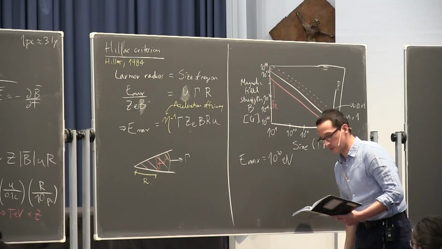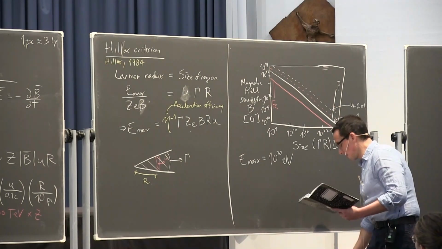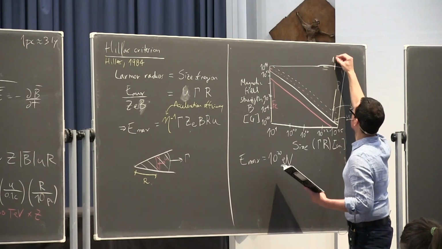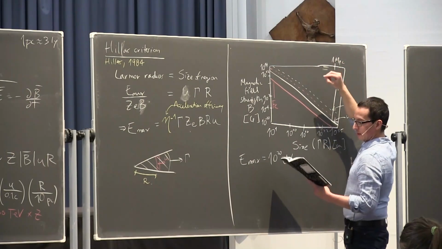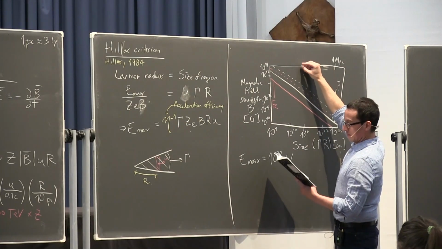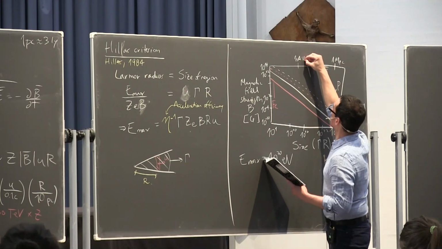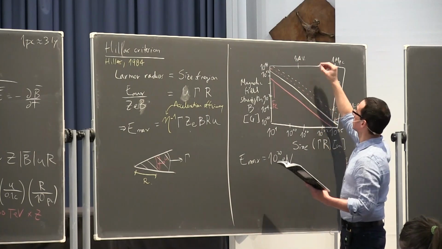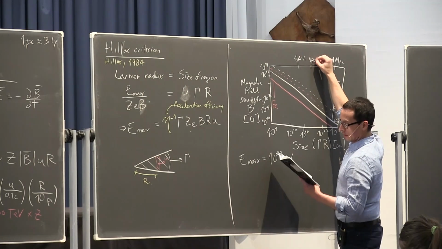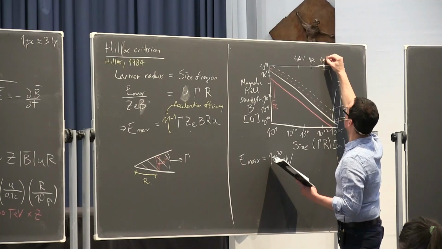So what this allows us to do then is, let me actually make one extra mark here. This is 1 megaparsec. This is 10 to the 10. So roughly about here is 1 astronomical unit, the distance from the Earth to the Sun. This is roughly 1 parsec, and this is roughly 1 kiloparsec.